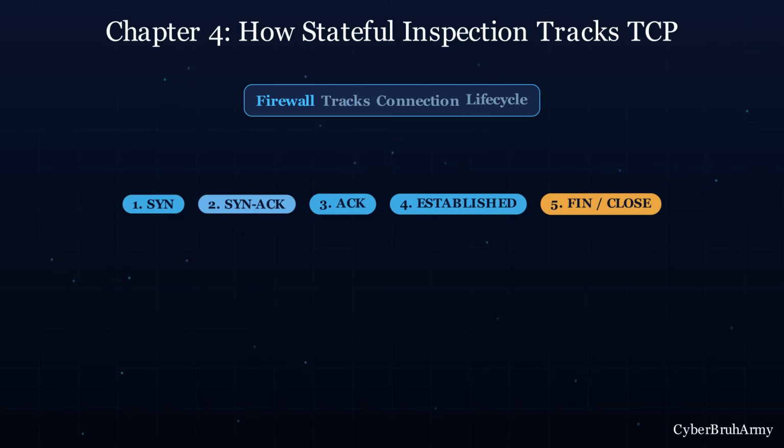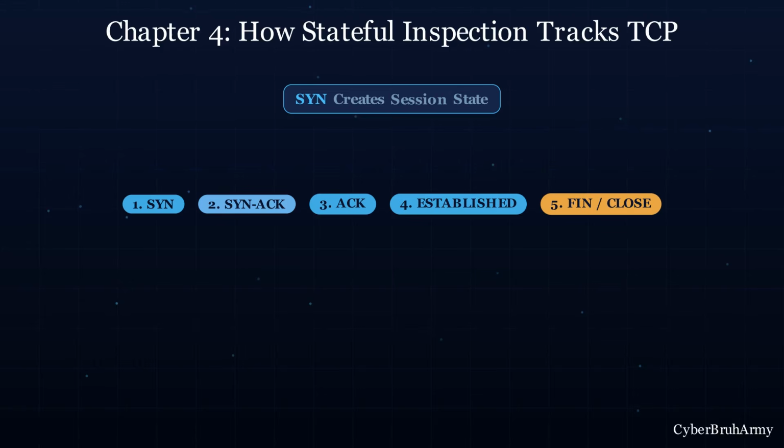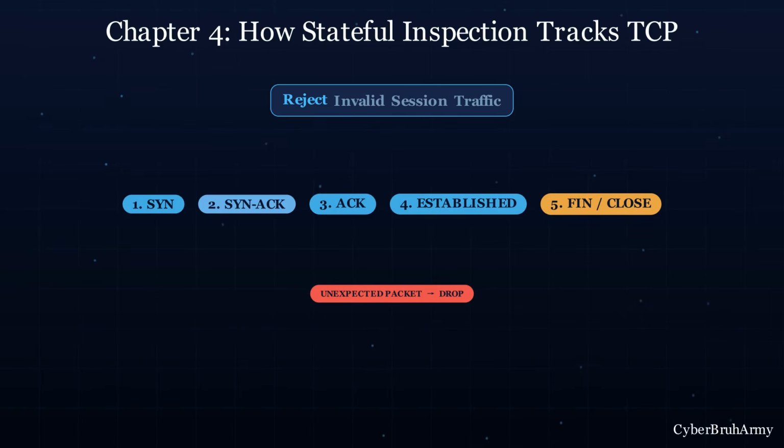Stateful firewalls can track important TCP connection states, including connection initiation, establishment, ongoing traffic, and termination. When a TCP SYN begins a connection, the firewall can create state for that session instead of treating the packet as an isolated event. As packets move through the connection, the firewall validates them against the expected session state. If an unexpected packet arrives without matching the known connection, the firewall can reject it instead of accepting it simply because a port is allowed. This is the security advantage of connection awareness. The firewall understands not only what the packet is, but where it fits in the conversation.